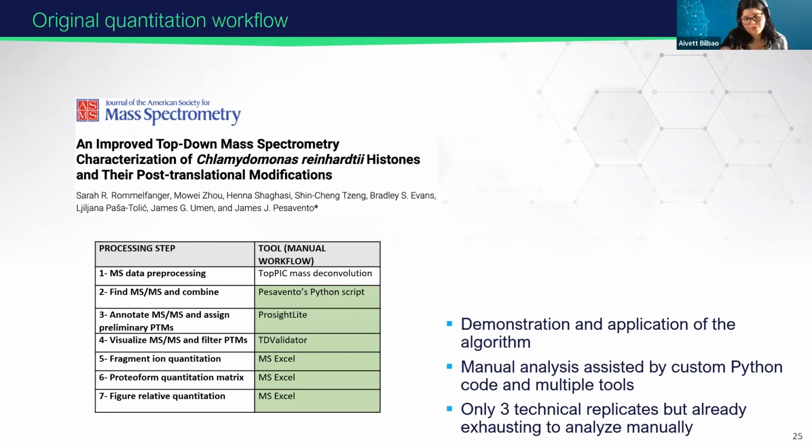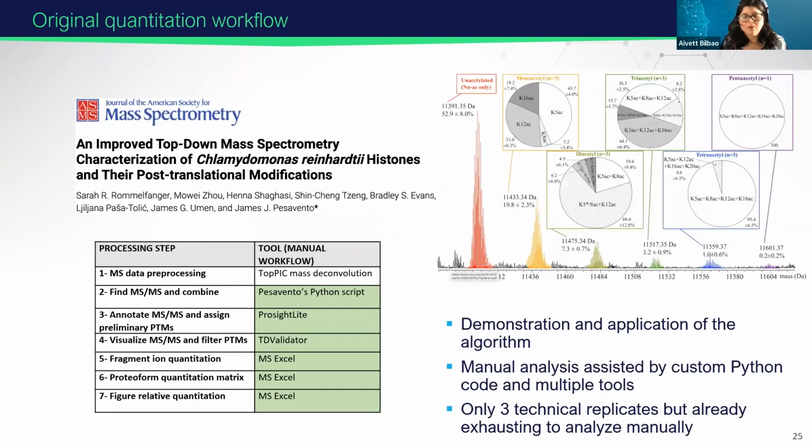Then other tools were used to validate and assign these different PTMs, and Excel was used to do the final calculations and normalizations to quantify each of the proteoforms. This approach was used to quantify more than 80 different histones in this publication. The limitation was the different manual steps that were required at that time, so the number of samples that could be processed was limited.